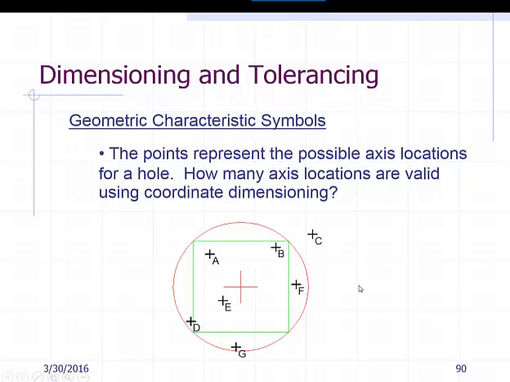So looking at this example, if I were to just use the linear dimensions, I've only got 3 good parts here: A, B, and E that actually fit inside the square. But if I go ahead and apply the position tolerance to it, I've got 3 more good parts that fall within that range. Again, they all vary no more than the 0.007. And so they're all good parts.